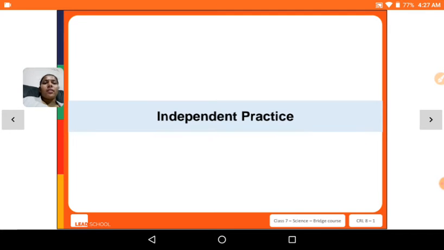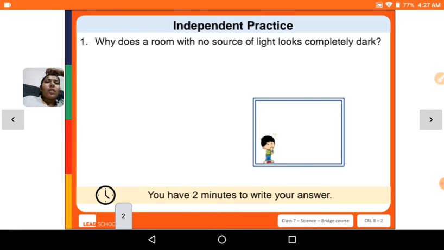Now let's see a few questions based on reflection. First question: Why does a room with no source of light look completely dark?